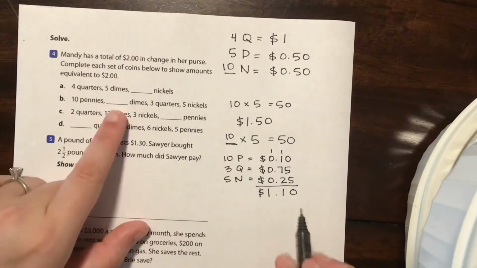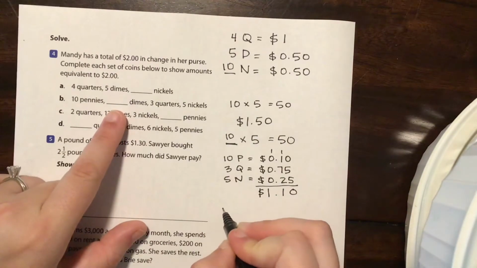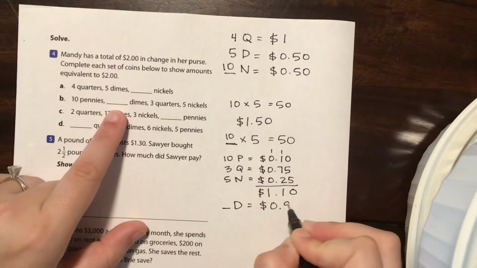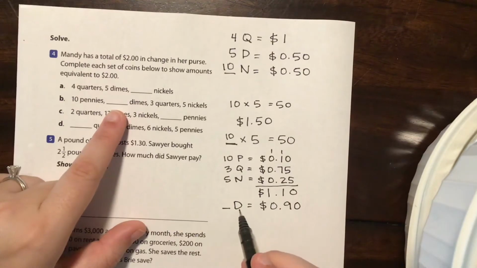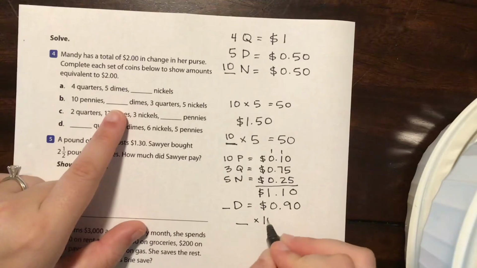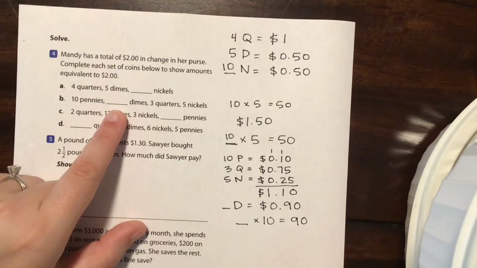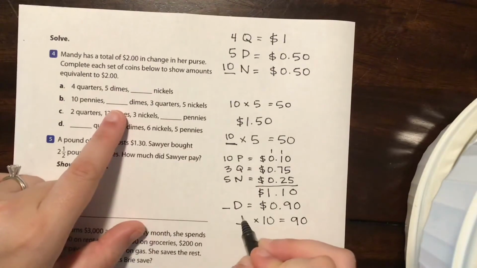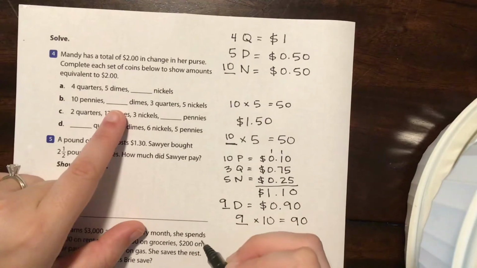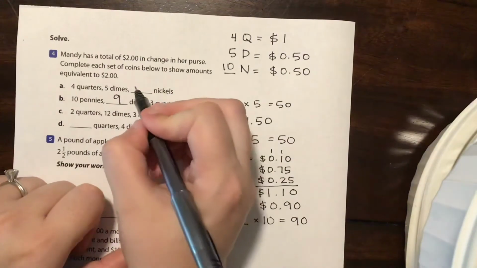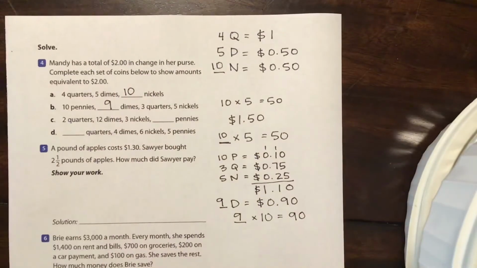So we're going to figure out in dimes how many dimes is equal to 90 cents. Well, if 1 dime is 10 cents, how many times 10, how many dimes would we need to get to 90 cents? And the answer would be 9. 9 times 10 is 90. So we would need 9 dimes. So B would be 9 dimes. And I forgot to fill in A at 10 nickels.